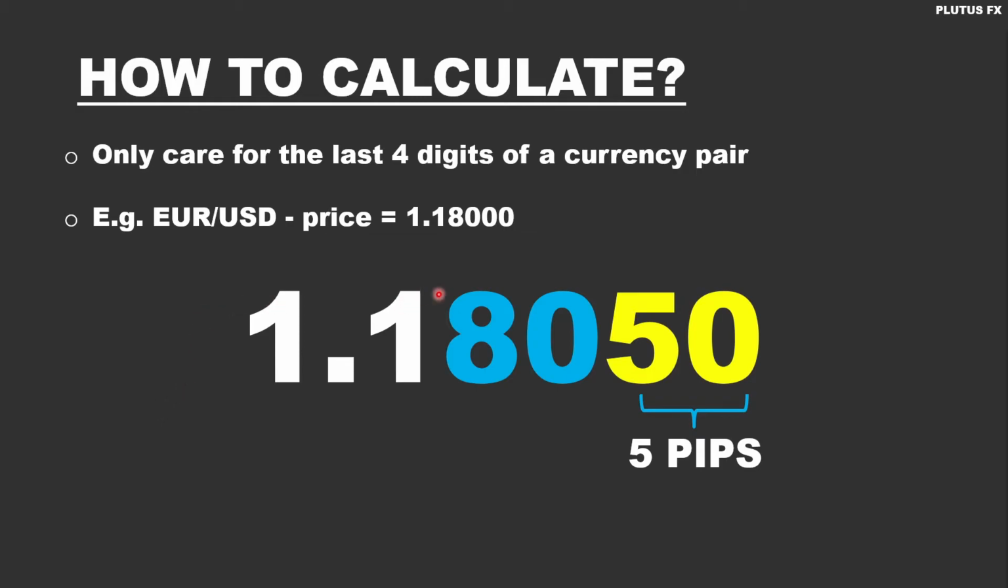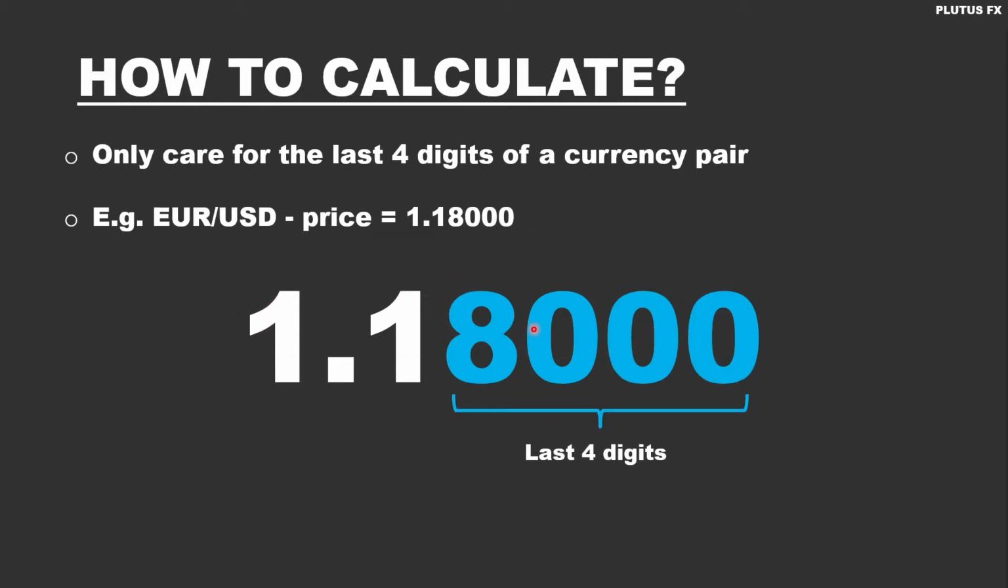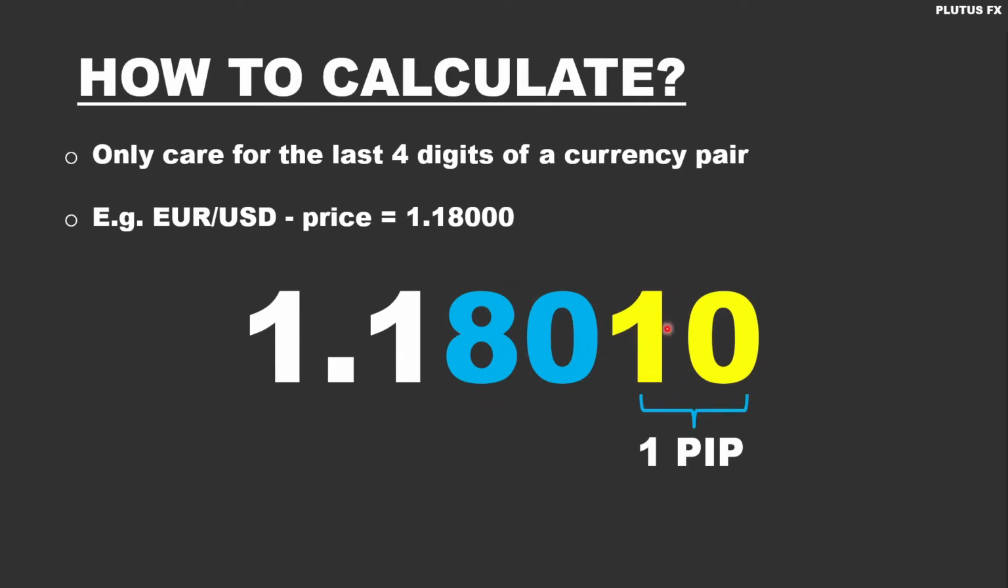So as you can see here, the whole price right here, the last four digits is all we focus on. Right here, 8,000. So this is our actual price right here. And then it's moved by one pip, which is 10. You can screenshot that if you want, just to help you out. And then 5 pips would be 50, obviously, because it's moved by 50.